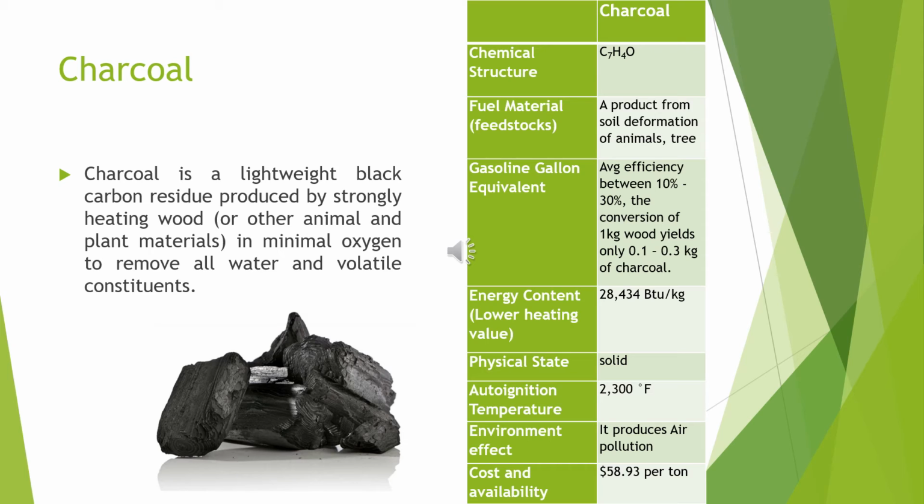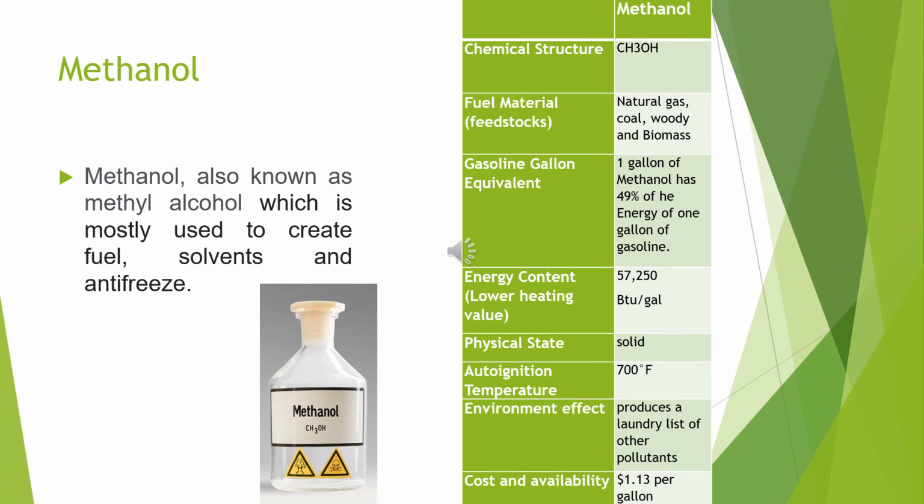And the gasoline gallon equivalency is average efficiency between 10% to 30%, and the energy content is 28434 BTU per kg, and its physical state is also solid, and its auto ignition temperature is 2300 degree Fahrenheit, and its environmental impact is same as coal, which is it produces air pollution as byproduct, and cost is $58 per ton.